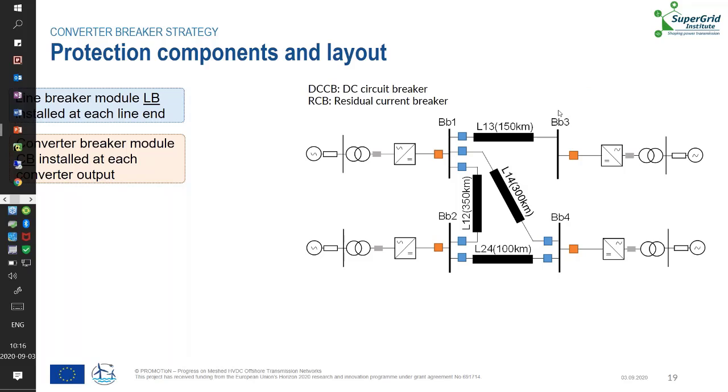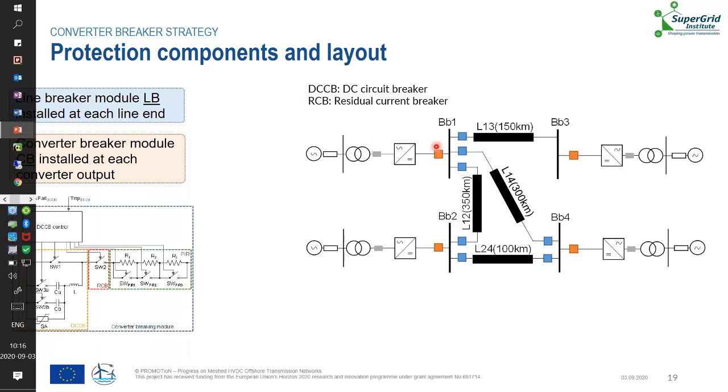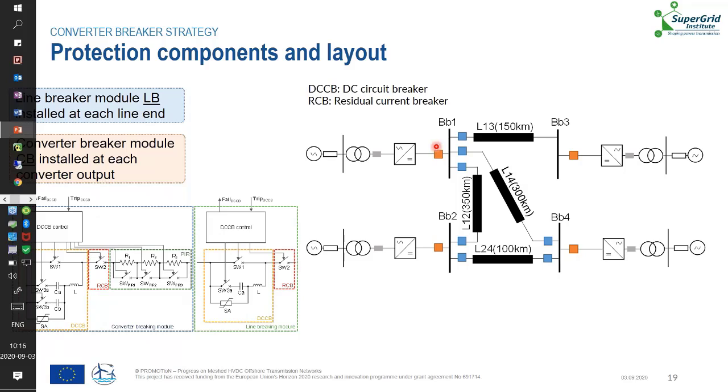I will now specify the protection components and the layout on this 4-terminal PROMOTioN benchmark grid. So we can see here that the converter breaker strategy has converter breaking modules at each converter output and line breaking modules at each line end. The converter breaking module is composed of a mechanical type DC circuit breaker that we can see here in orange, in series with the residual current breaker and the pre-insertion resistor.